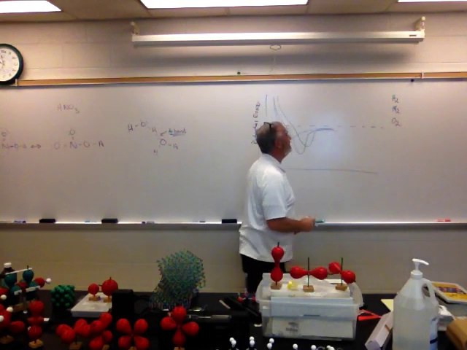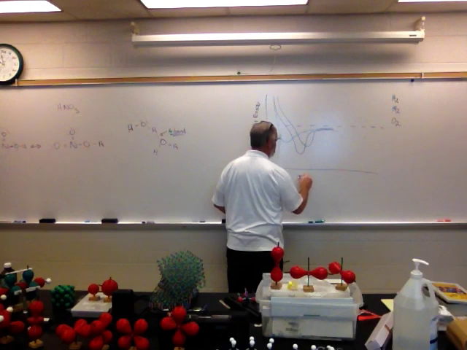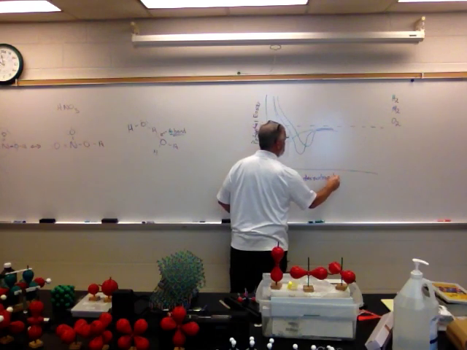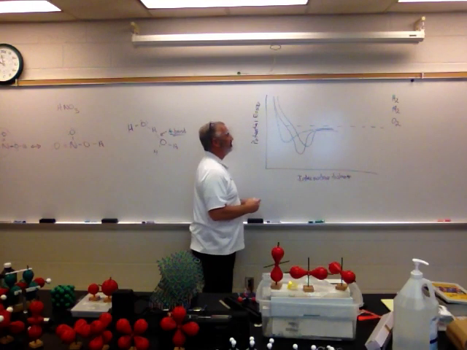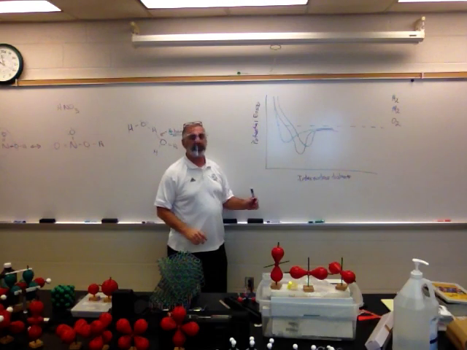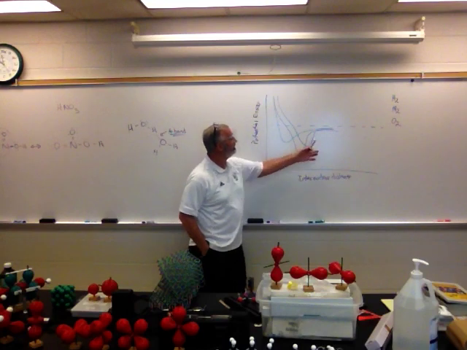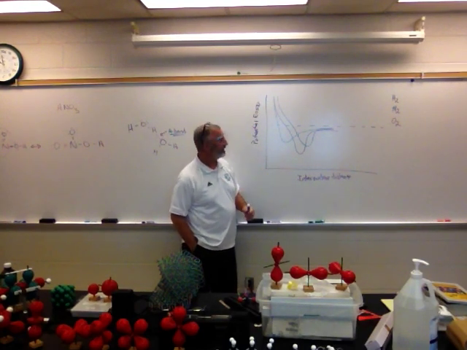Okay, so you've got three gases. This is the internuclear distance. You've got three gases, the three different color lines, and they're all approaching one another. You've got one of each of the three here. This is what the energy diagram is going to look like as they're approaching.